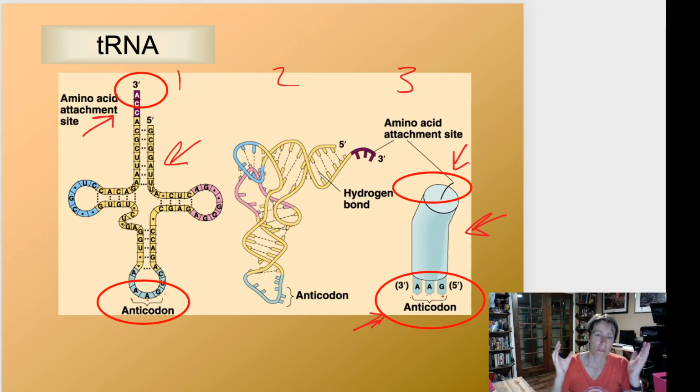So 3 diagrams of the same thing. The tRNA always has this kind of funky shape like this. All 3 RNAs, mRNA, tRNA, and rRNA, all work together to make the process of translation happen. And that's what we're going to talk about in the next video.